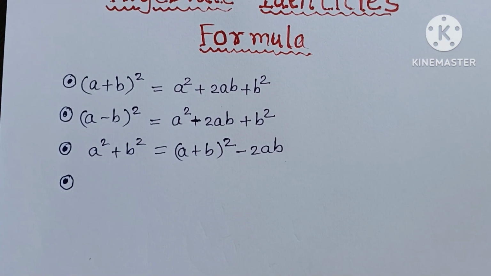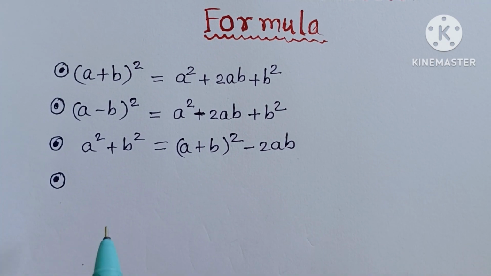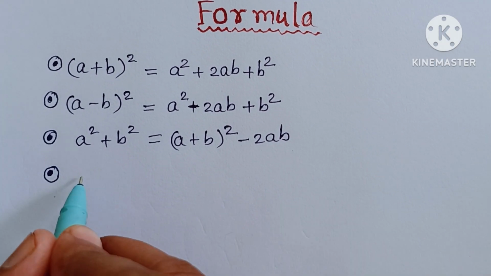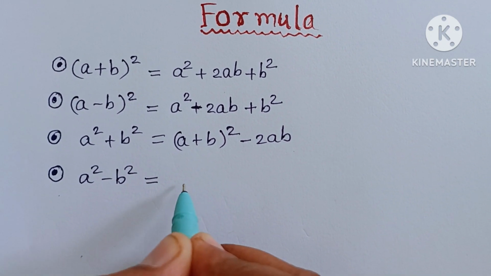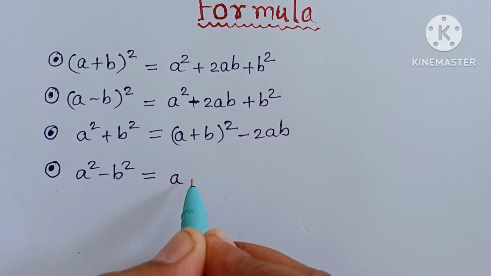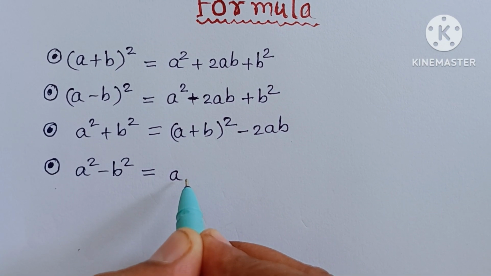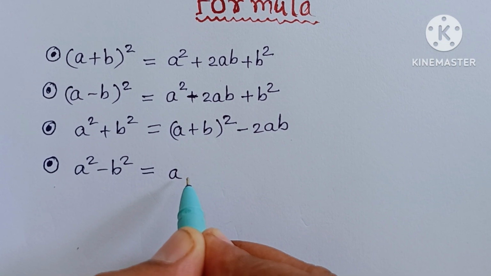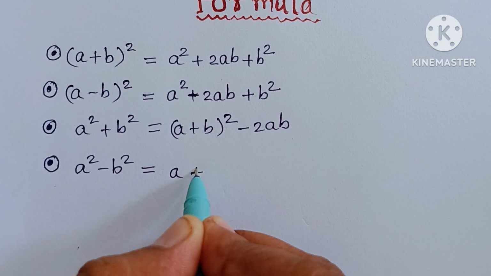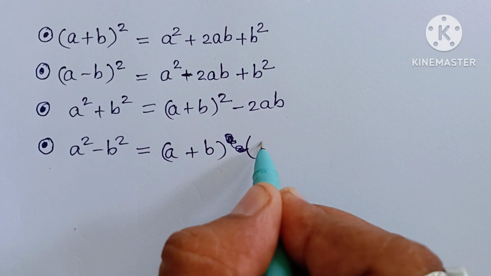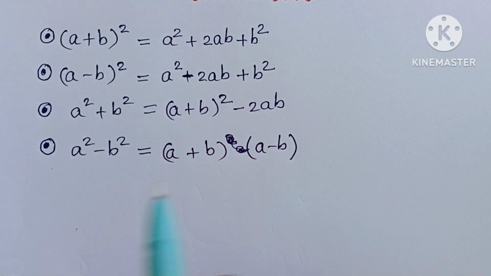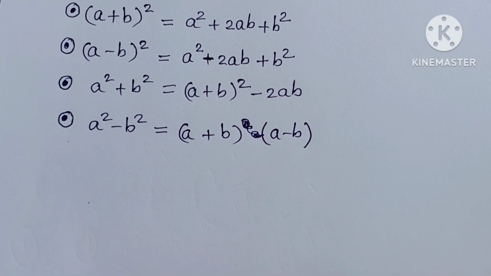Now we will see the next, the fourth identity: a square minus b square equals, in the first bracket (a plus b), in the second bracket we write (a minus b).